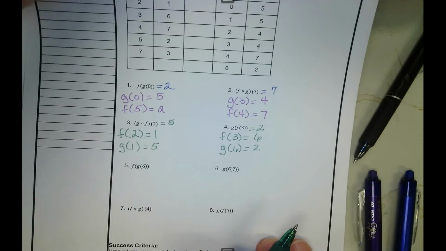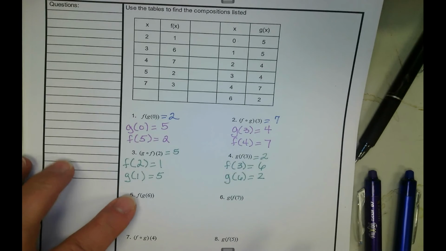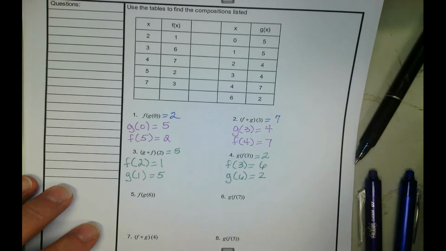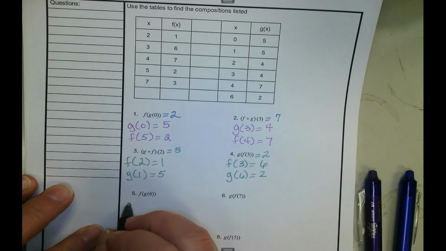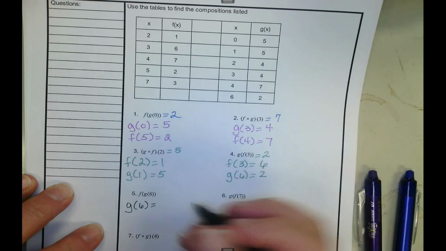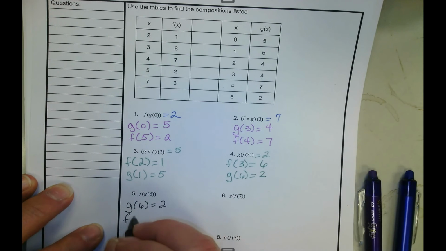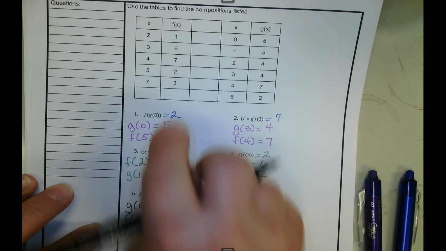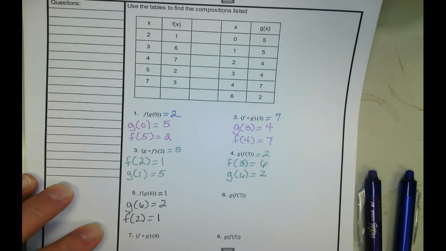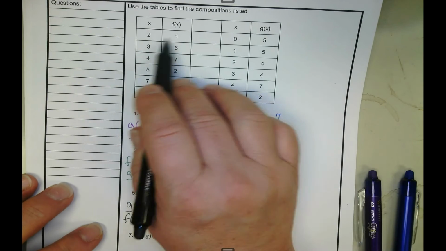Okay, so we're looking at G, the table G. We're going to look at 6 to begin with. 6 goes to 2. Now we go to the table F. 2 goes to 1. So 6 goes to 2, 2 goes to 1.